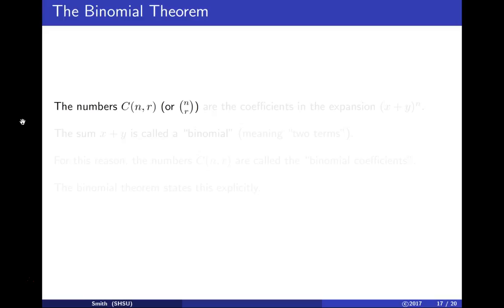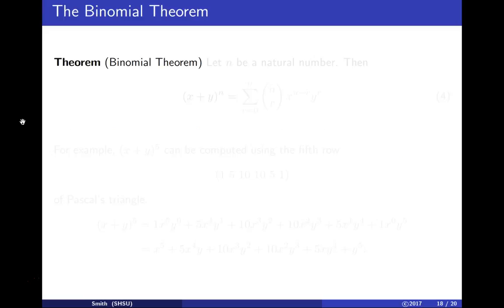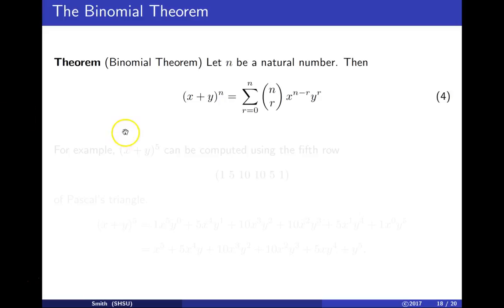The binomial coefficients are the coefficients in the expansion of x plus y to the n. n choose r will show up somewhere when we expand x plus y to the n. The sum x plus y is called a binomial, meaning two terms. And so for this reason, these expressions are called binomial coefficients. And the binomial theorem states this explicitly. The binomial theorem says that if you give me a natural number n like 5 or 7 or 23, x plus y to the n is a sum involving the binomial coefficients and powers of x and y. x will essentially decrease in power while y increases.